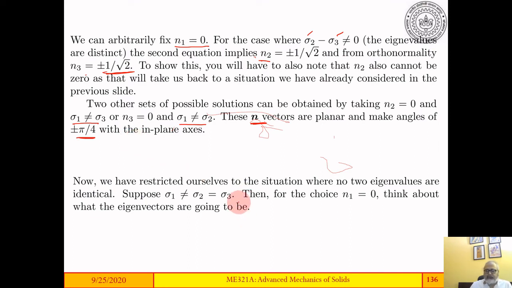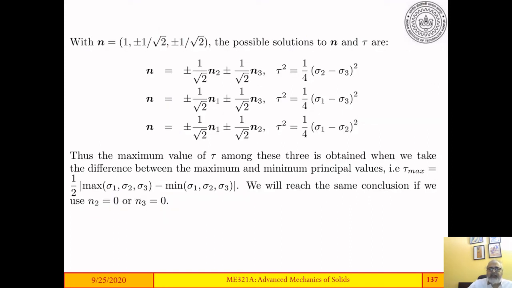Okay, so just one more point is we have restricted ourselves to the case where sigma 2 not equal to sigma 3. If that was violated, then what would the eigenvectors be? I leave this as an exercise for you to think. What would the eigenvectors be? We now proceed with the situation where sigma 2 is not equal to sigma 3 and n1 is equal to 0. So in this case, these are the solutions that you will come up with. These are the possible solutions for all the cases that we have.